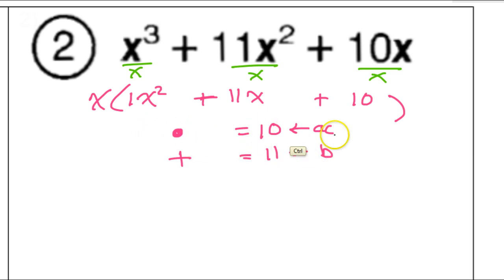Let's start with the product. Okay, focus on this 10. 10 is either going to be 1 times 10 or 2 times 5. And that's it.